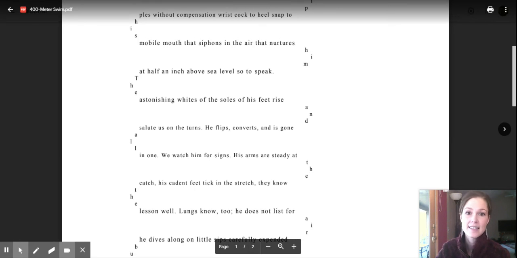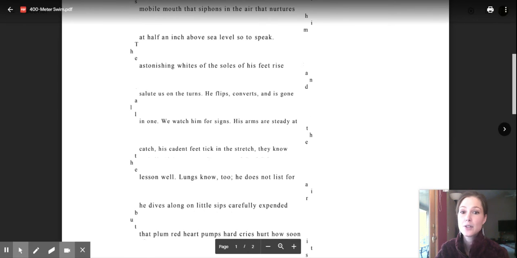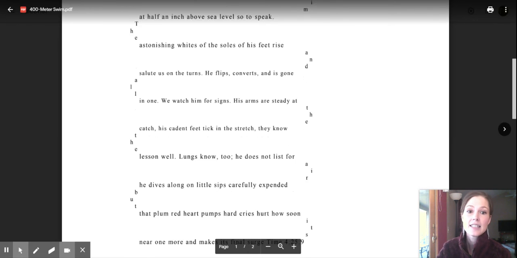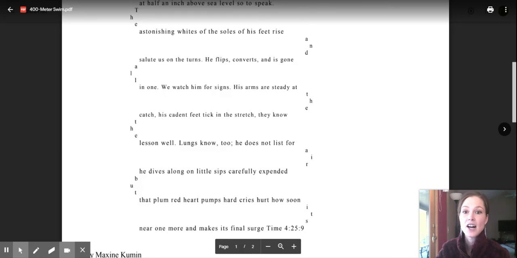We watch him for signs. His arms are steady at the catch. His cadent feet tick in the stretch. They know the lesson well. Lungs too. Lungs know too. He does not list for air. He dives along on little sips, carefully expended, but that plum-red heart pumps hard, cries hurt, how soon? It's near one more makes its final surge time, 4 minutes, 25 and 9/10 seconds.